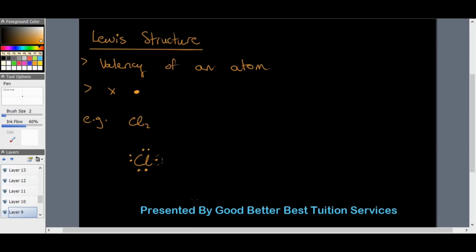In other words, only this electron is available to be shared with another atom or another element, whether it's of its kind or of a completely different or separate element or atom. Because these that we see here are pairs, electron pairs. They are known as lone pairs.